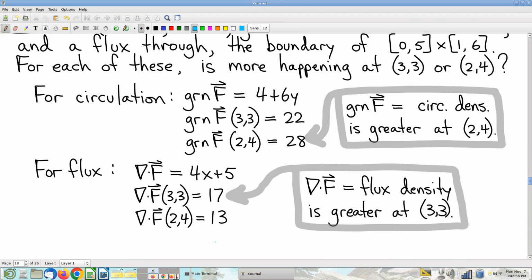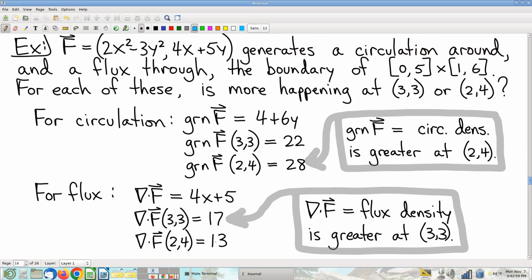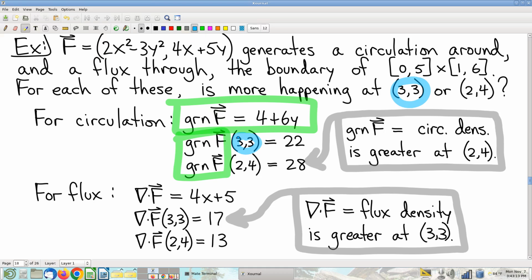So likewise, circulation density, Green's operator, is going to help you arbitrate between the two given points here. We've got this 3, 3 point right there, and we've got this 2, 4 point right there. Circulation density is going to tell you where more of that circulation is coming from. And now, of course, you can see that the winner here is this point where circulation density is greater. And so there's more circulation coming from that point than there is coming from that point. Just don't even need a picture. Green's operator tells you for you. Everybody happy with that?